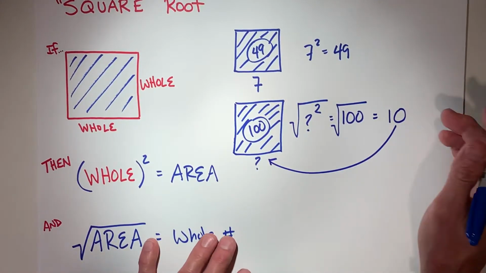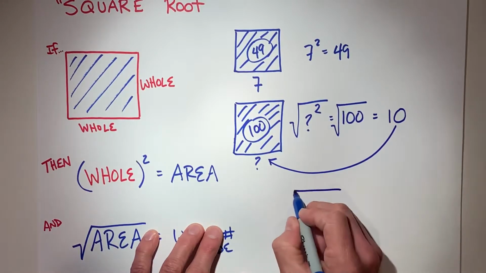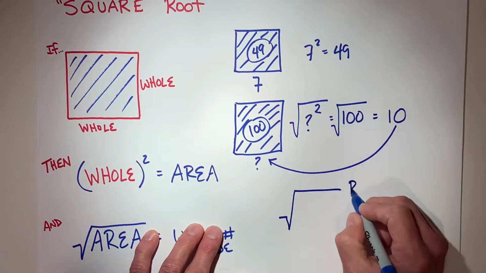A couple other little minor details. This symbol, one more time, is called a radical symbol.